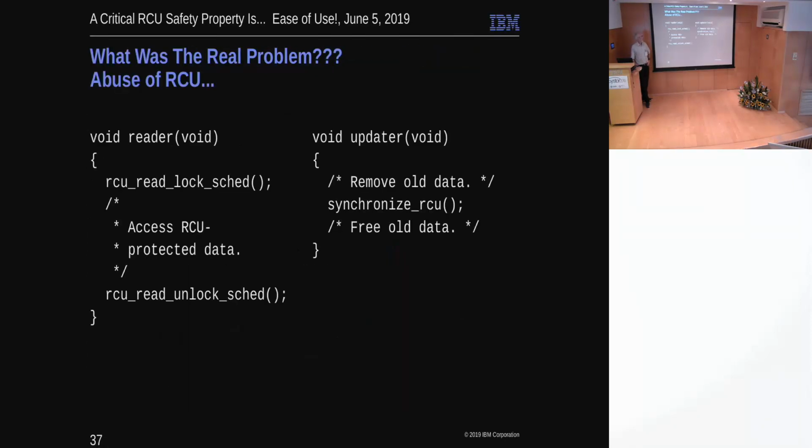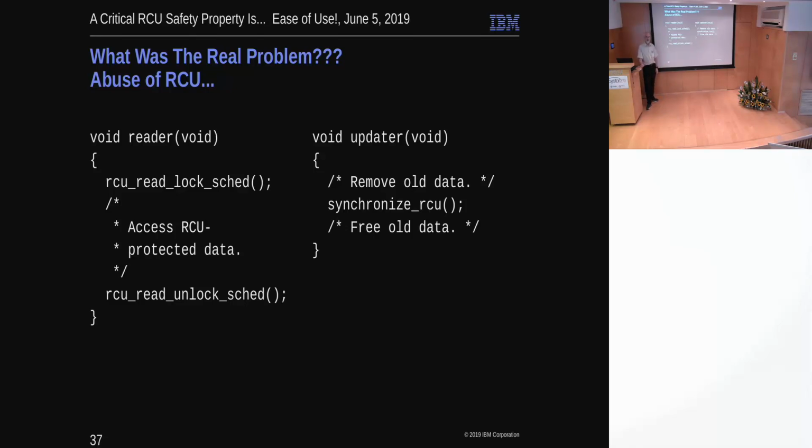Okay, what was the real problem? Well, they had a reader. The reader said rcu_read_lock_sched. Yeah. It traversed an RCU protected linked data structure. Good. It said rcu_read_unlock_sched. Good. All right. Yeah, there we are. The updater removed some old data, did a synchronize_rcu, and it freed the old data. Anybody tell me what the problem with that is?